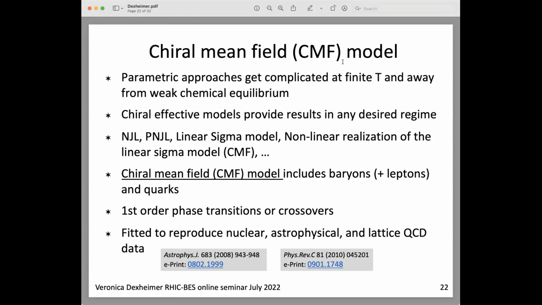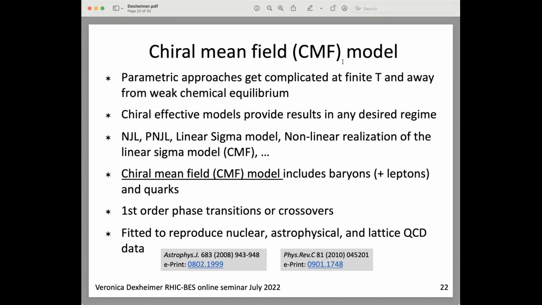And I'm going to discuss one chiral model, but of course, the most commonly used chiral model is the NJL or the PNJL version. You also have the linear sigma model. The one that I'm talking about is a non-linearization of the linear sigma model, which is a bit more complicated, but it has the advantage of more freedom in the couplings, because this model allows hadrons to transform equally under right and left-handed transformations. And we started using the word CMF to describe a version of the model that has baryons, but also has quarks.